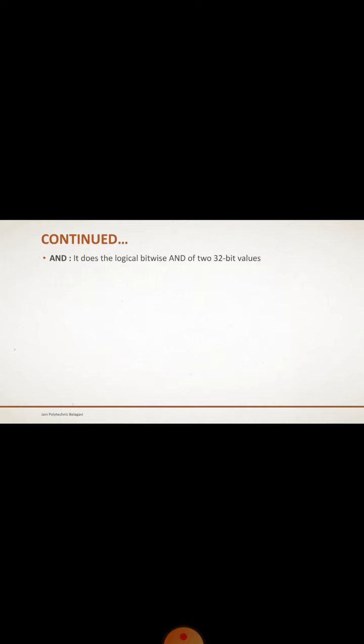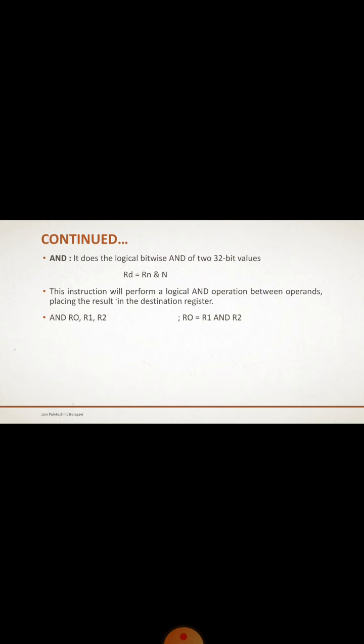The first logical instruction which we will be studying here is AND. It does the logical bitwise AND of two 32-bit values: Rd = Rn & N. This instruction will perform a logical AND operation between the two operands, placing the result in the destination register. This is useful for masking the bits you wish to work on. Operand 1 is a register, operand 2 can be a register, shifted register or an immediate value. For example, AND R0, R1, R2: R0 is equal to R1 AND R2.